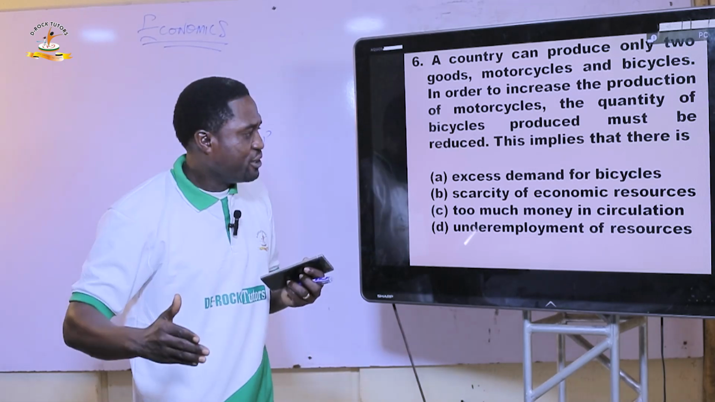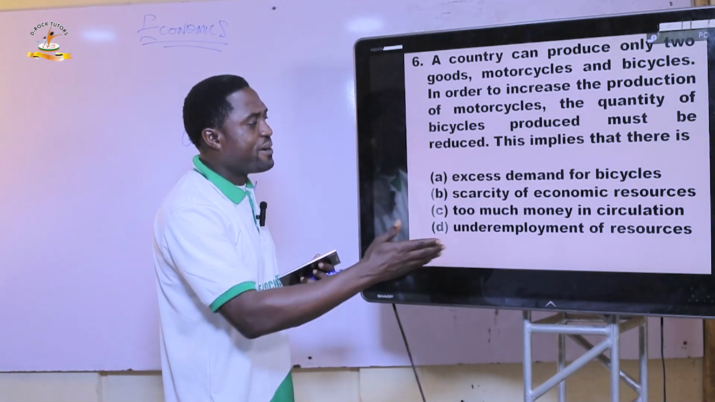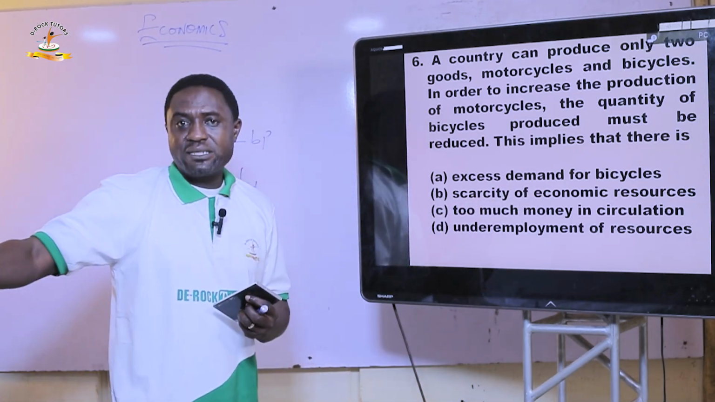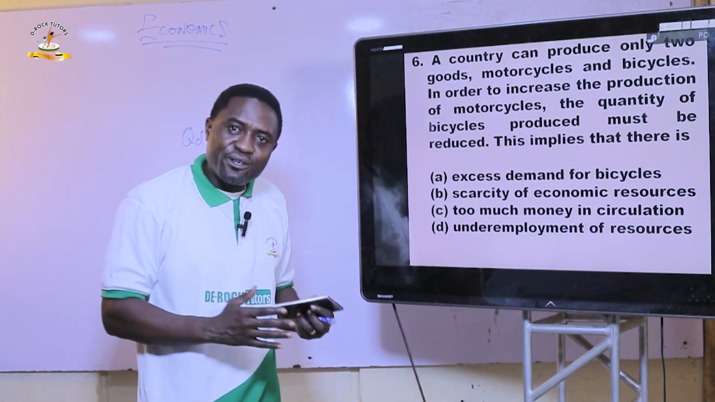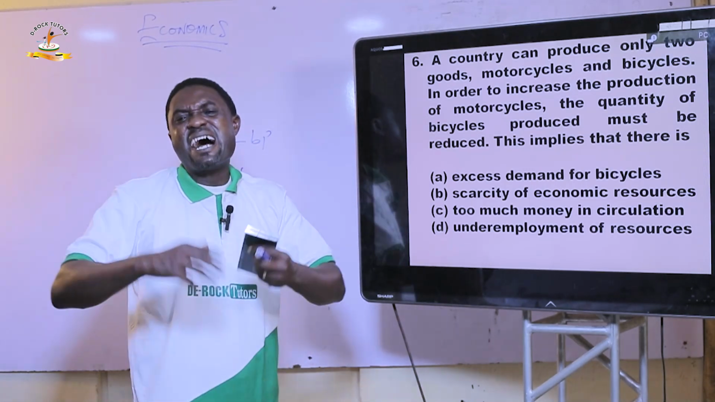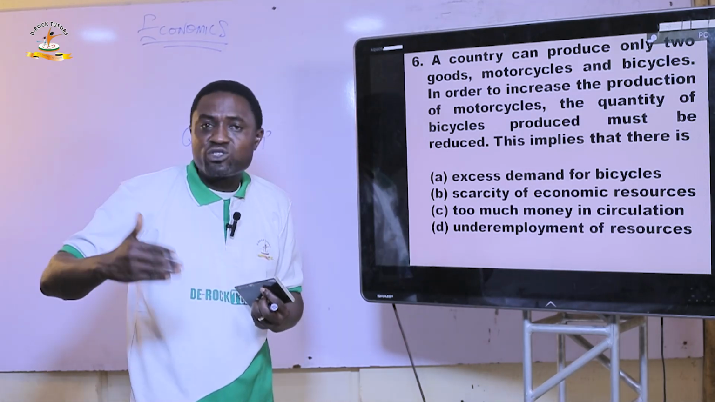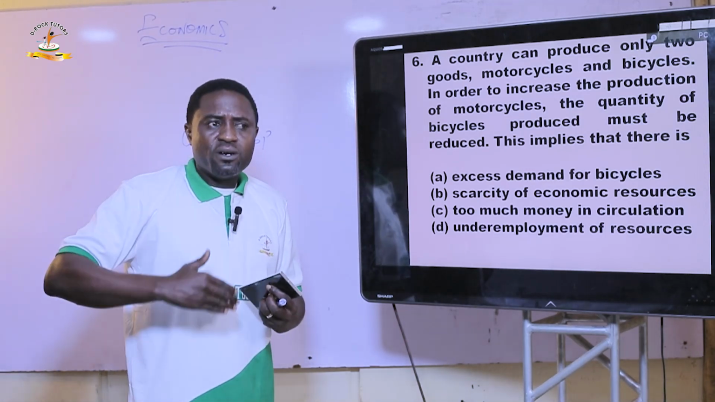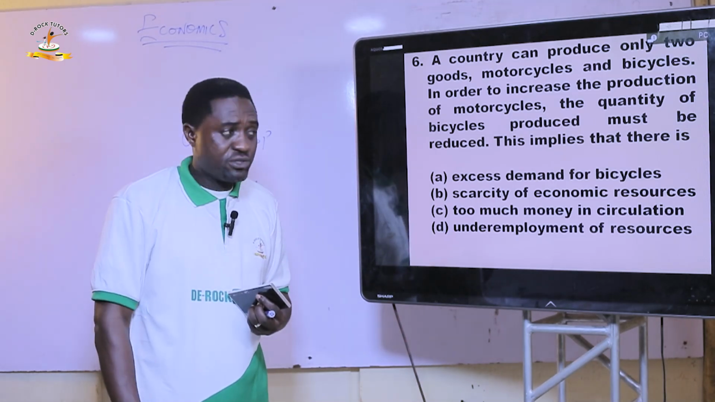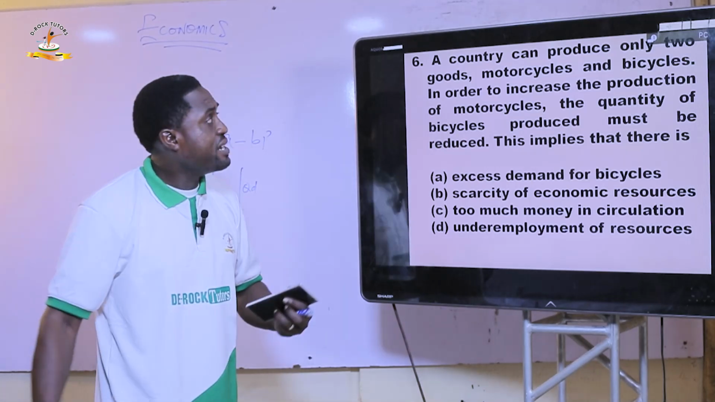We don't need to talk further. Too much money in circulation? No. Underemployment of resources? No. It is the scarcity of economic resources. That is why we decide to focus on one and reduce our production of the other. It's a normal thing. No matter how rich a country is, we have to set priorities, simply because of the limited resources we have. So the perfect answer to this is option B, scarcity of economic resources. The next question.